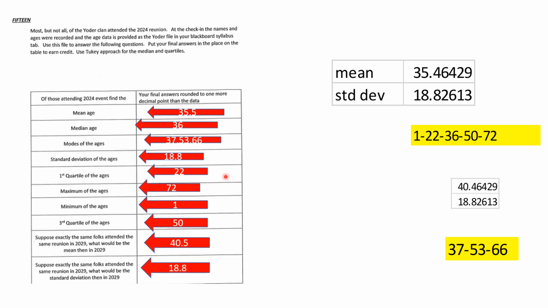The first quartile was 22. The maximum was 72. The minimum was 1. The third quartile was at 50. If they met again in 5 years, it would just add 5, so it would be 40.5, and the standard deviation would not change. It would still be 18.8 because that measures dispersion.